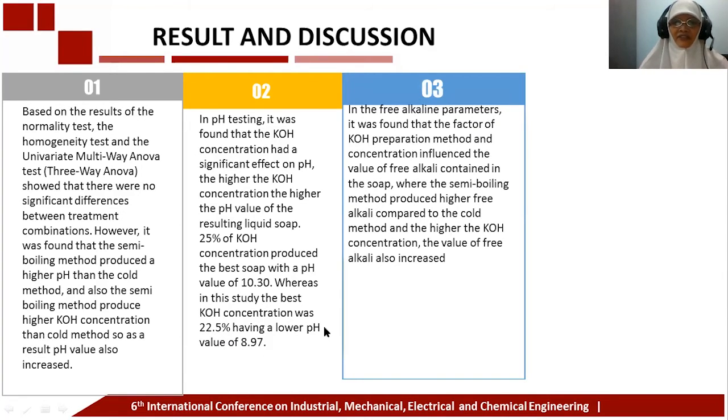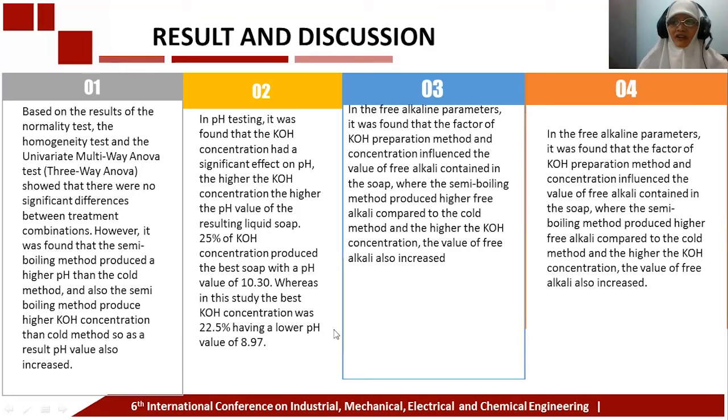3. In the free alkaline parameters, it was found that the kalium preparation method and concentration influence the value of free alkali content in the soap, where the semi-boiling method produces higher free alkali compared to the cold method, and the higher the kalium hydroxide concentration, the higher the free alkali value. 4. In the free alkaline parameters, it was found that the kalium preparation method and concentration influence the value of free alkali content in the soap.